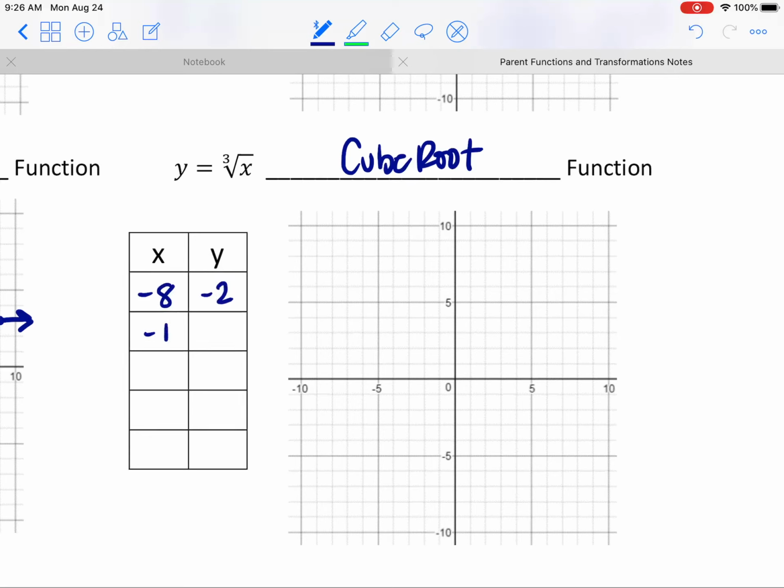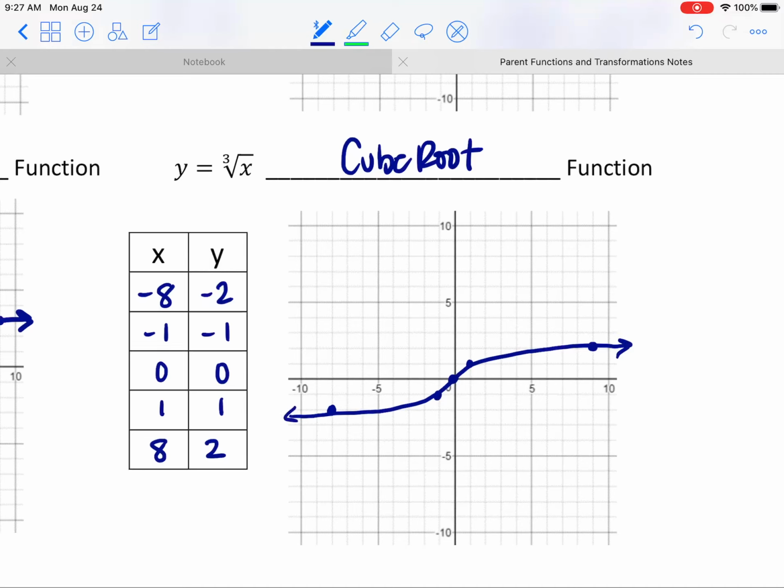I can put in a negative 1. Cube root of negative 1 is negative 1. The cube root of 0 is going to be 0. The cube root of 1 is 1. And the cube root of 8 is 2. So negative 8, negative 2; negative 1, negative 1; 0, 0; 1, 1; and 8, 2. Looks sort of like the cube function, but it's reflected around the x-axis, wrapping around the x-axis instead of the y-axis.